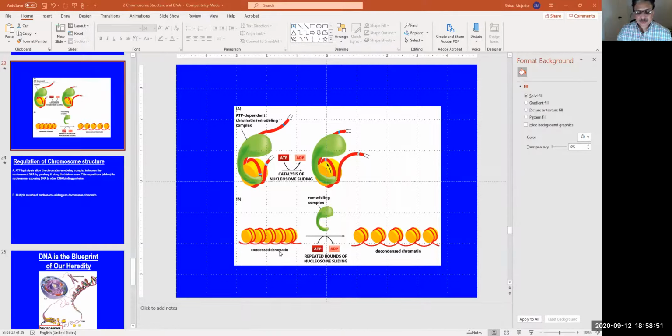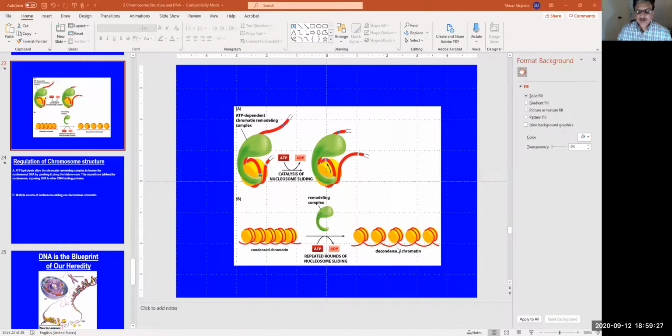So heterochromatin in this figure is shown as condensed, meaning tightly packed. In the presence of the remodeling complex, the chromatin becomes relaxed. And when it is relaxed, it facilitates transcription. And when it is dense, it is not transcription friendly. It is transcriptionally inactive. Right? So the ATP remodeling complex, in the presence of ATP, helps to convert condensed to decondensed chromatin.